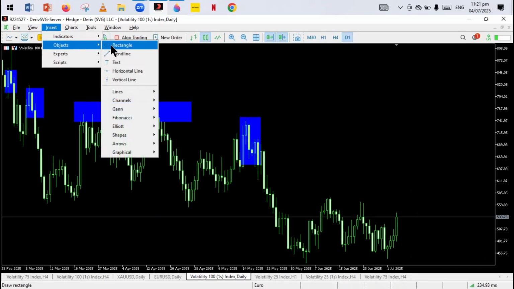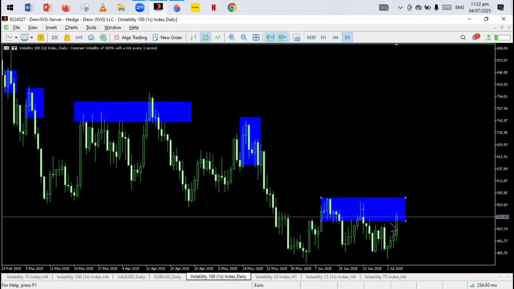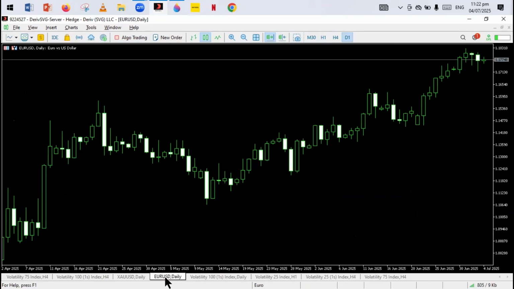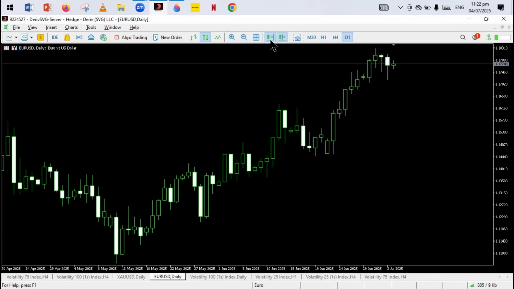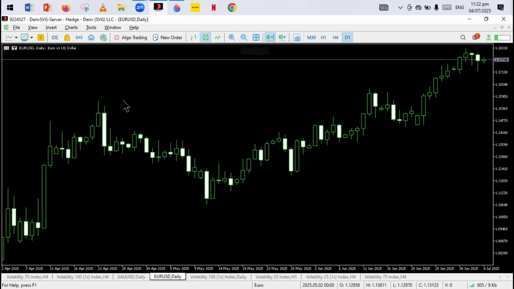What do we have at this level? We have a bearish engulfing, and then price went back into the same level to form a tweezer top. And the candlesticks are always the same in any market. If we go to EUR/USD, this is a currency pair, you can spot the same candlestick patterns.